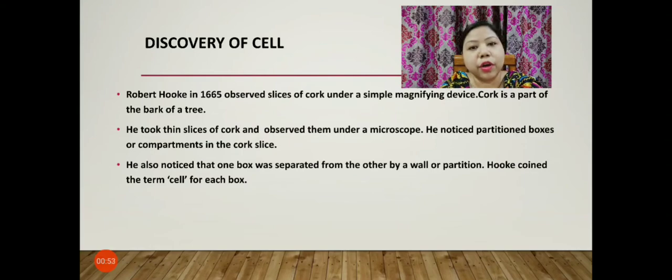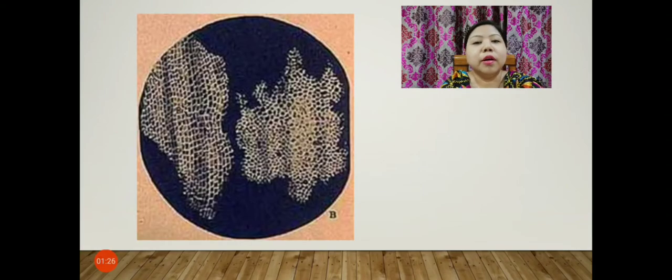After the discovery of the cell by Robert Hooke, many other scientists also observed the cells of living organisms under the microscope. As new microscopes were invented, the scientists could study the cell and its structure and also its functions very easily. So today we know a lot about the structure and function of the cell. Here is a picture of the cork cell which was observed by Robert Hooke.